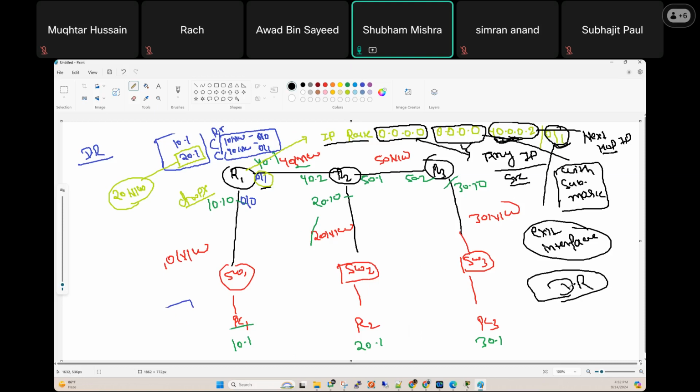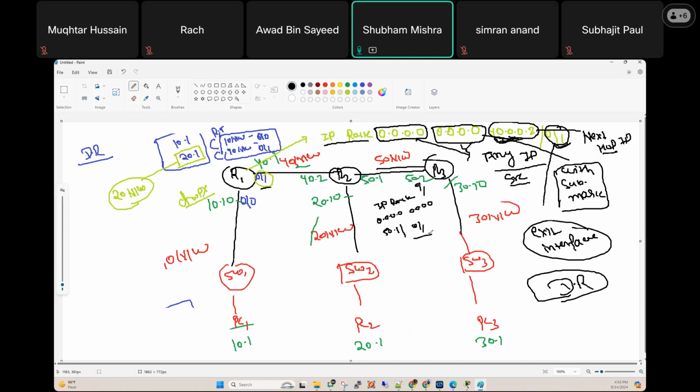Anyone who does not understand? Clear? For example, on R3, what will you configure? IP route with any source IP, with any subnet mask. What will R3 do? R3 needs to forward this packet either towards 50.1, or with an interface, let's suppose 0/1. Yes or no? That is called the default gateway.